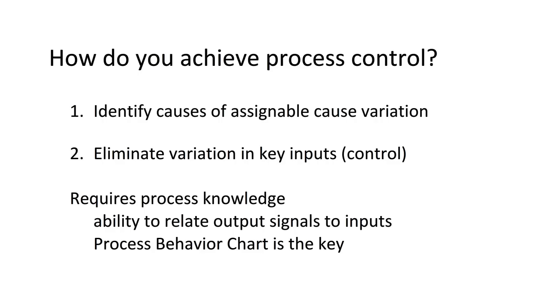So how do we use this to achieve process control? Controlling a process involves identifying and eliminating sources of variation. When these vital few high impact inputs are controlled, the variation in the output will be controlled. This requires a profound knowledge about the process. This is gained over time by experimentation and observation, and the process behavior chart is the key tool for gaining this knowledge.